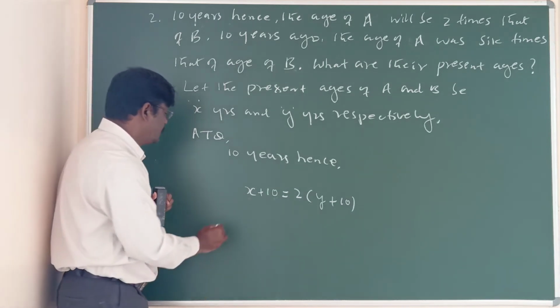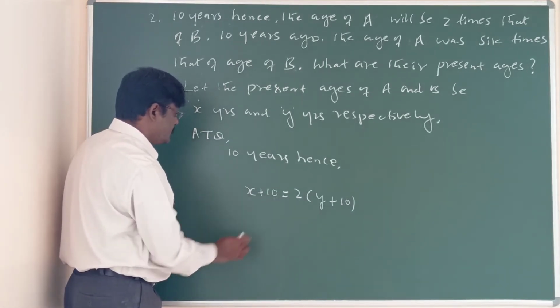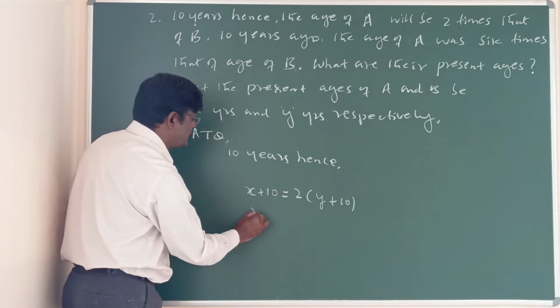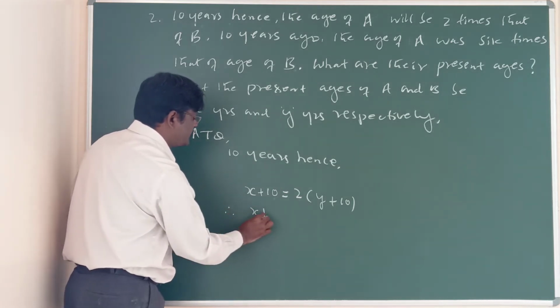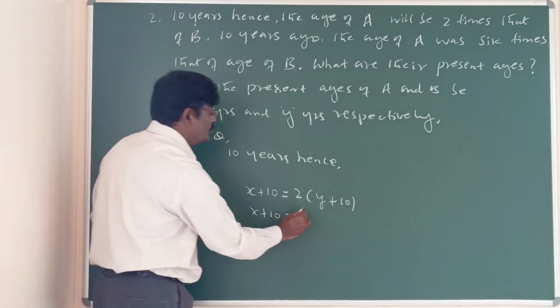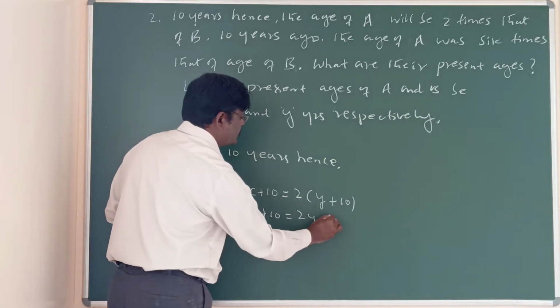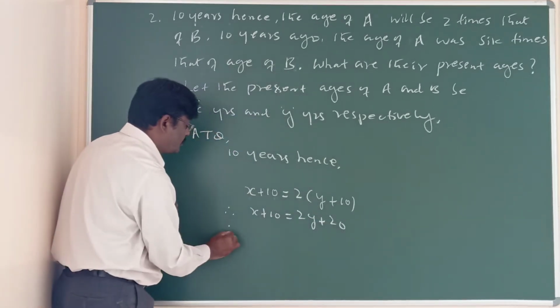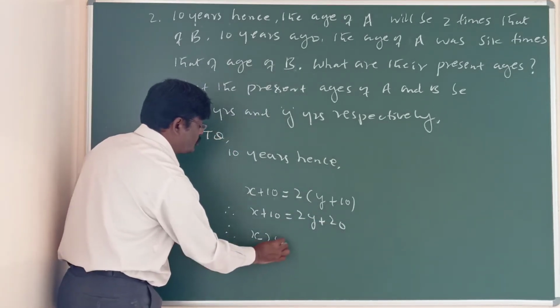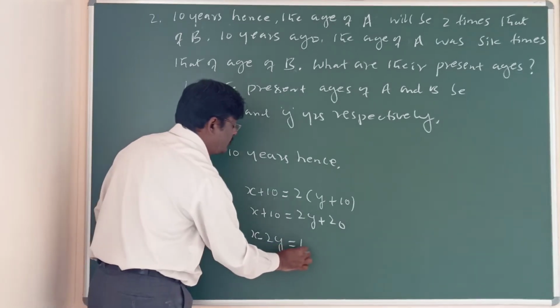Okay, children. Now let us reduce this into the required form. Hence, x plus 10 equal to 2y plus 20. Therefore, x minus 2y equal to 10.